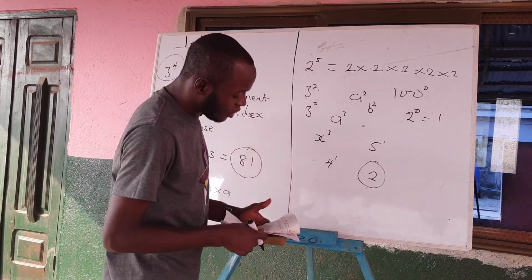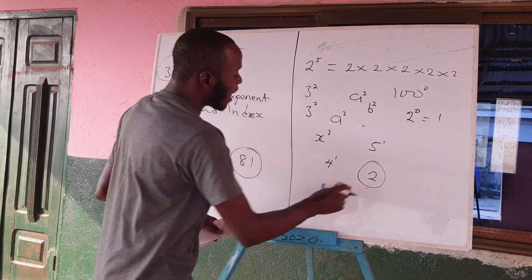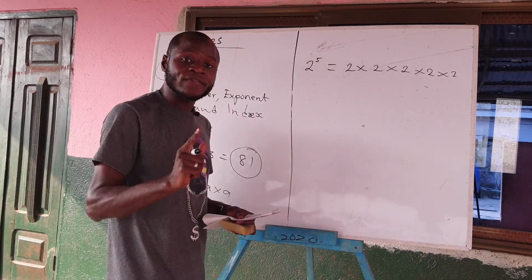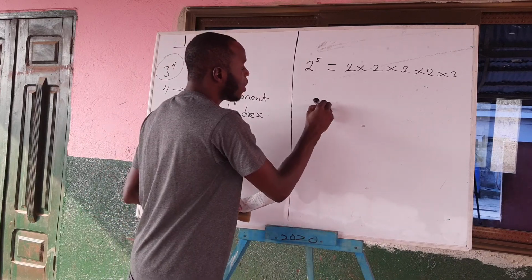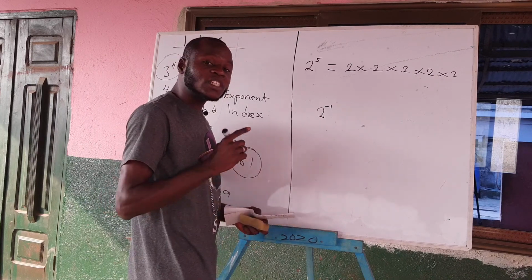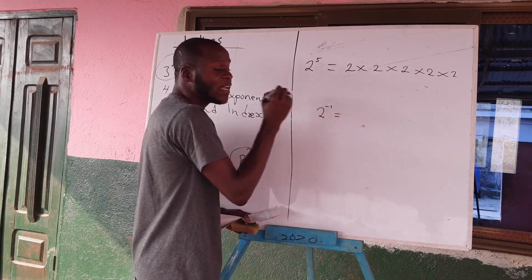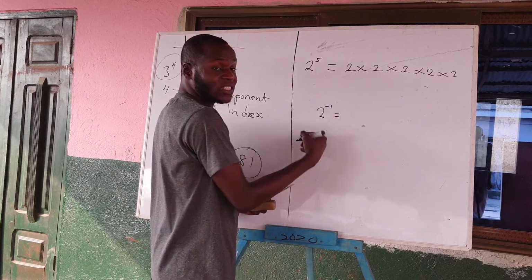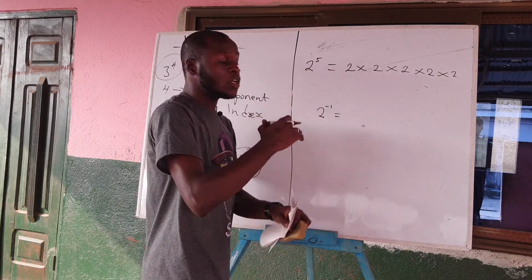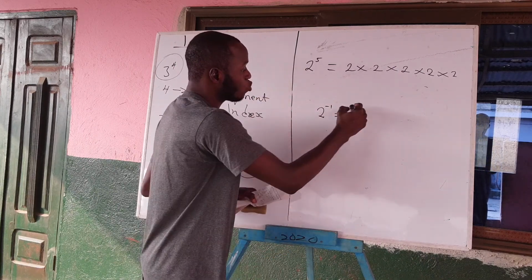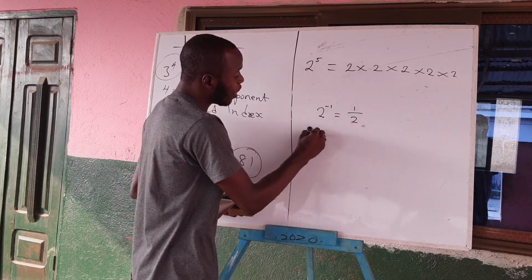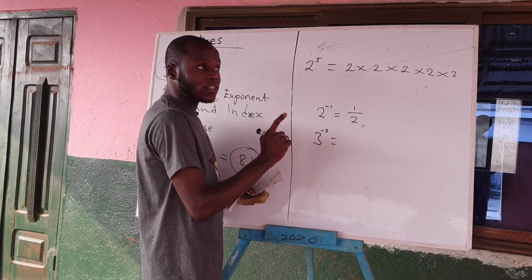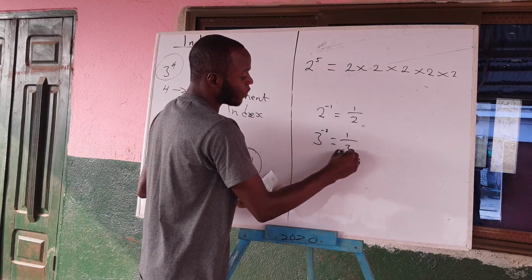The next thing I would like us to take note of is that a negative index has a special way of expressing it. If a number is raised to a negative power, it has a special way of writing. Let's say you have 2 to the power negative 1. The special way of expressing this is reciprocating the base, to get rid of the negative sign. Reciprocating means you somersault it: you bring the denominator up and the numerator down. So you get 1 over 2. If you have 3 to the power negative 3, in order to get rid of the negative sign, you reciprocate the base. So you get 1 over 3 to the power 3.